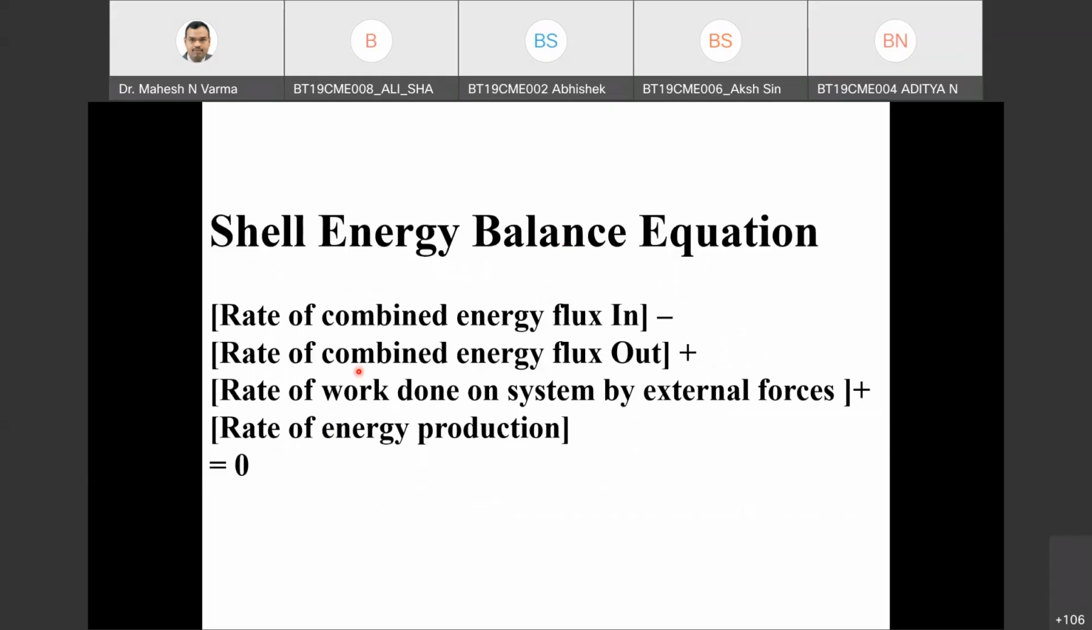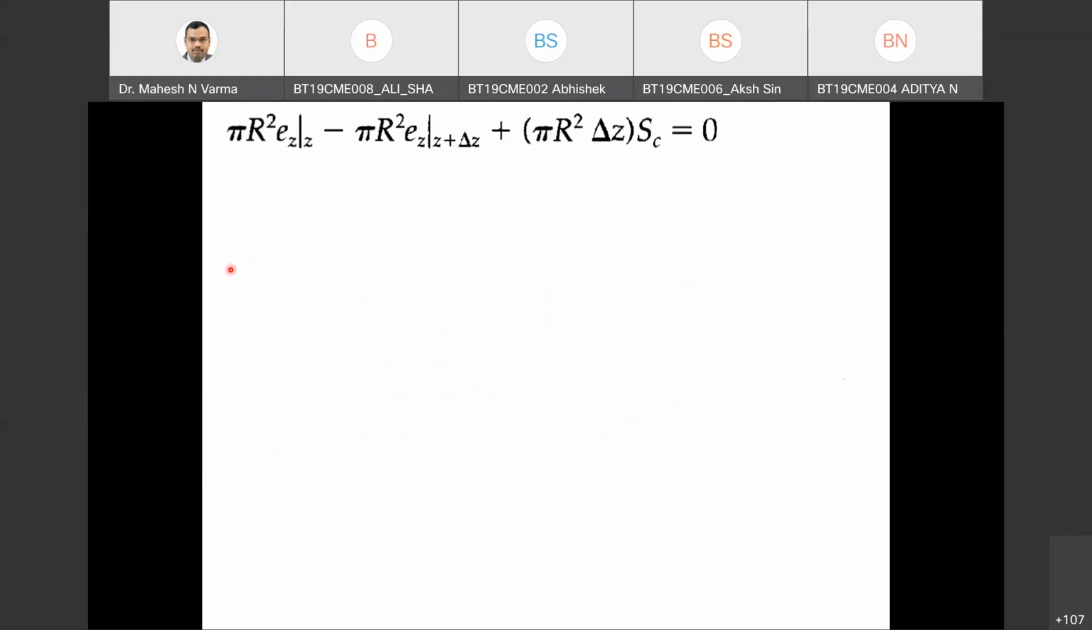So the rate of combined energy flux coming in, this is not there. External forces we don't have. External forces means heating or cooling. Energy production is there. So this is the energy coming into a differential shell, this is the energy going out, plus this is the energy generated or consumed. It all depends upon SC. For an endothermic reaction, this energy is consumed and SC will be negative. For an exothermic reaction, SC will be positive, and this times the volume equals 0.